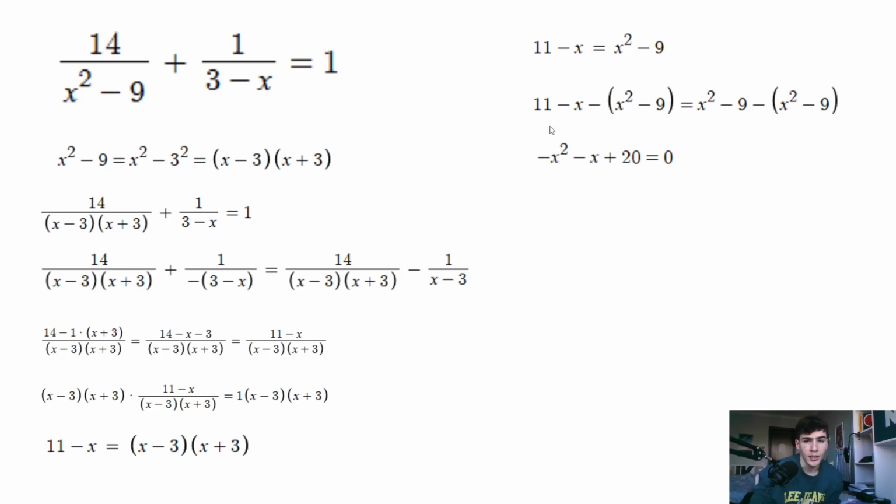And now what I did here is I subtracted both sides by x squared minus 9. So 11 minus x squared minus 9 equals x squared minus 9 minus x squared minus 9. And this is going to leave us with minus x squared minus x plus 20 equals 0. And from then on, we can just use the quadratic formula to find the solution for x. So now we have found the solutions in different and kind of difficult problems. I hope this was fun, and I hope this was informative. Peace.